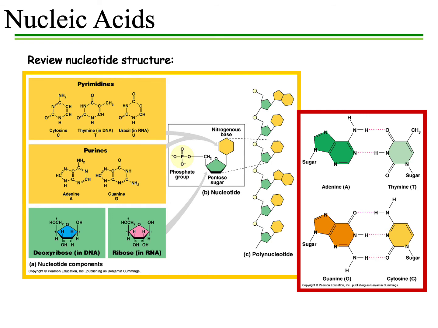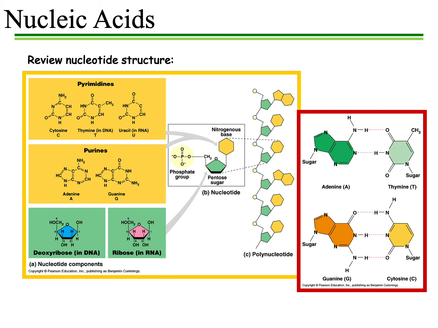The other thing that this particular figure also highlights is that for the bases, there are 2 broad categories of bases. There are pyrimidines, which are 6-membered rings, and there are purines, which are 6-membered rings fused to a 5-membered ring. The pyrimidines are cytosine, thymine, and uracil, and the purines are adenine and guanine.